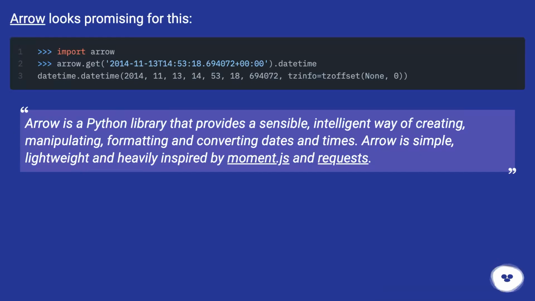Arrow looks promising for this. Arrow is a Python library that provides a sensible, intelligent way of creating, manipulating, formatting, and converting dates and times. Arrow is simple, lightweight, and heavily inspired by moment.js and requests.